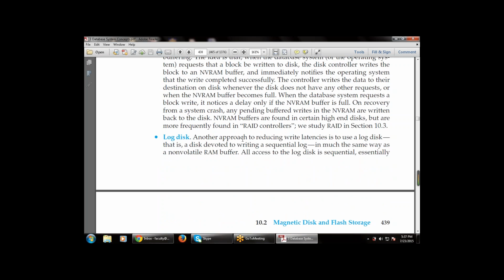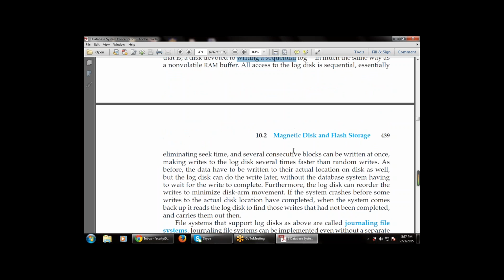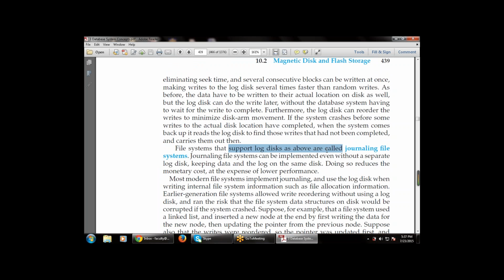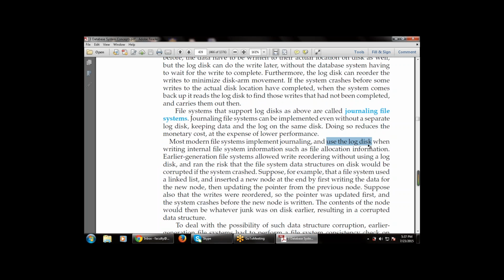And there is a log disk, which is another approach to reduce the write cost, using sequential access for the data. File systems that support a log disk use it in data storage and data access. Most modern file systems implement journaling and use a log disk when writing internal file system data structures.